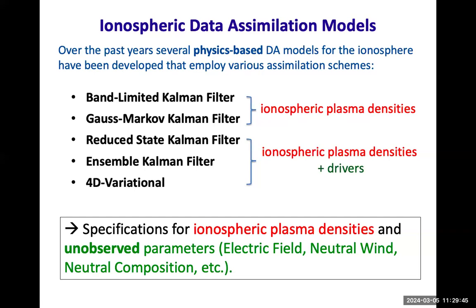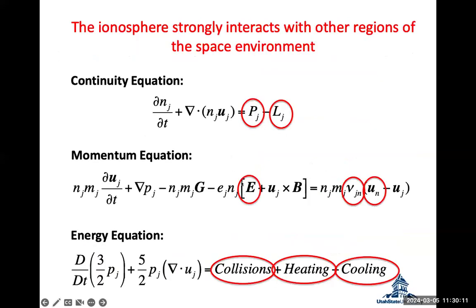They're, for example, band-limited Kalman filters or Gauss-Markov Kalman filter models that have been developed by various groups, that are only interested in the plasma density, and with that, mostly that's the electron density. But then there are other models that, in addition to going after the ionospheric plasma densities, also go after these drivers. So again, that's going after the electric field, for example, it's going after the neutral density, or if you look at production loss, that's where the neutral composition, for example, plays a big role.